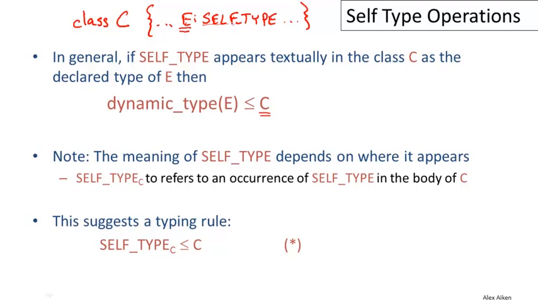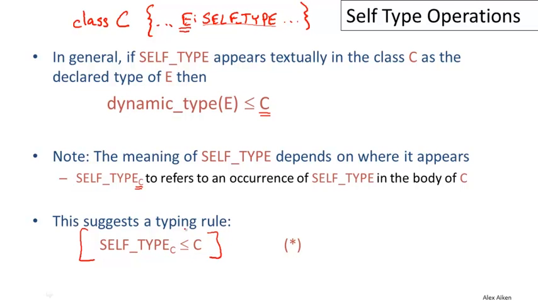So self-type here means a subtype of the class C. If I had written self-type in a class D, somewhere in the definition of class D, it would mean a subtype of the class D. And so to remind ourselves what enclosing class we're talking about, we're going to subscript occurrences of self-type with a class name. So self-type sub C is going to refer to a syntactic occurrence of the keyword self-type in the body of the class C. And this also suggests a very simple typing rule, and really the first useful fact about self-type, which is that self-type sub C is a subtype of C.